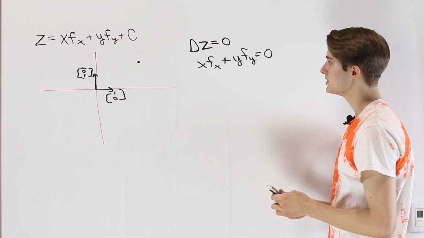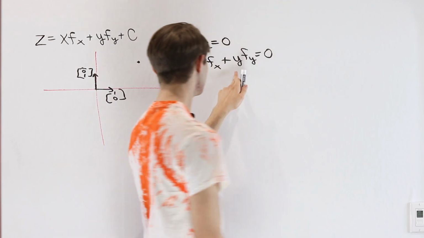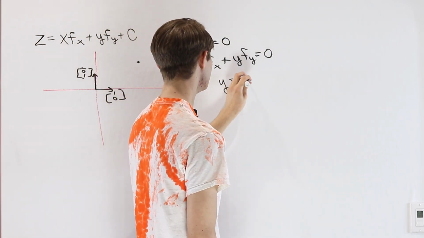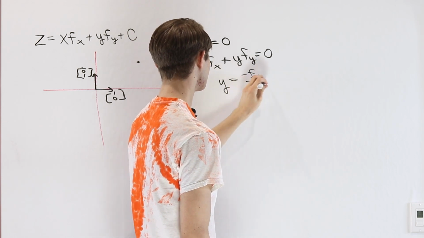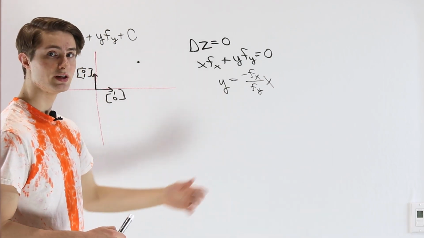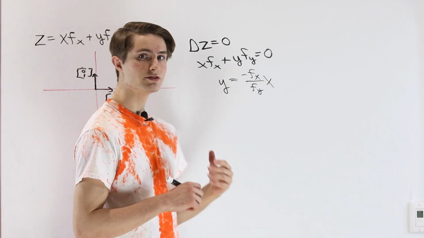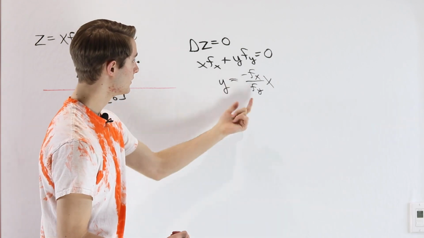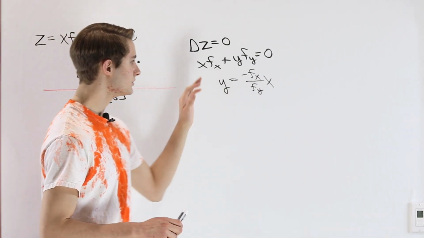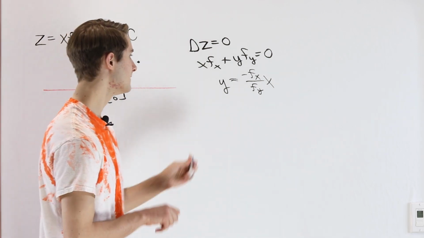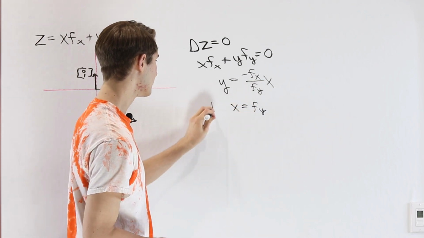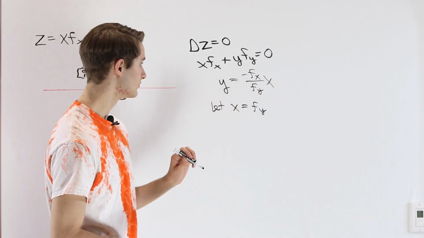If we solve this equation, this is just a little algebra problem. Say we want to isolate y. In that case, we get that y is equal to negative f sub x over f sub y times x. So this is a line through the origin, but we're trying to find a particular vector that goes in the direction of this line. So to make things easier, if we try to take everything out of the denominator, we can say that we'll let x equal f sub y. That'll be our definition for x.